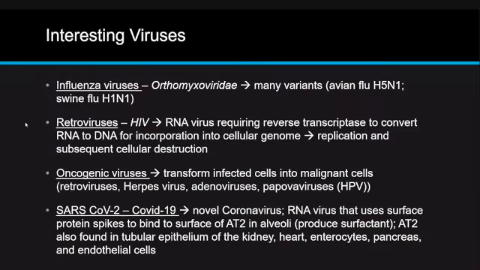Okay, awesome. All right, there's a ton of viruses out there. I'm going to focus on some interesting ones. Okay. And so our influenza viruses are quite fascinating, really. They come from the Orthomyxoviridae family, and there are many, many variants. Okay. Of specific interest are the H5N1 and the H1N1. The H5N1 is the avian flu, and H1N1 is swine flu.